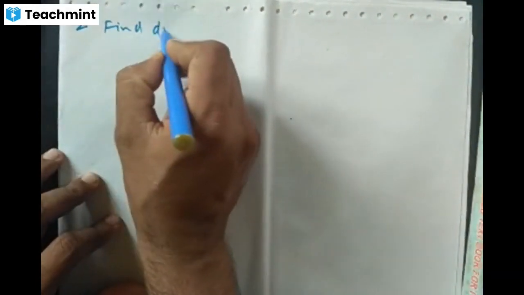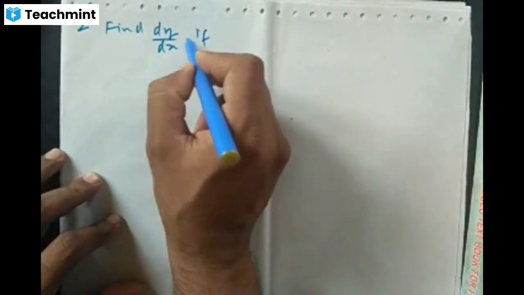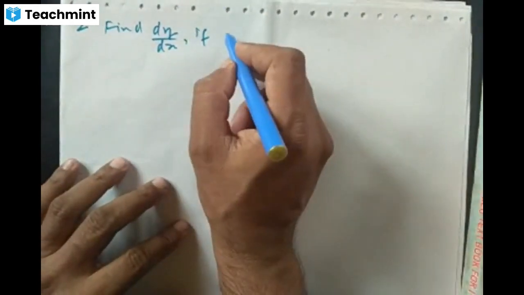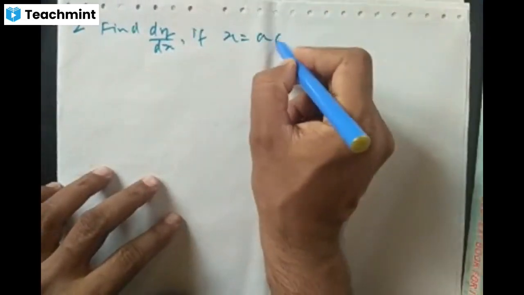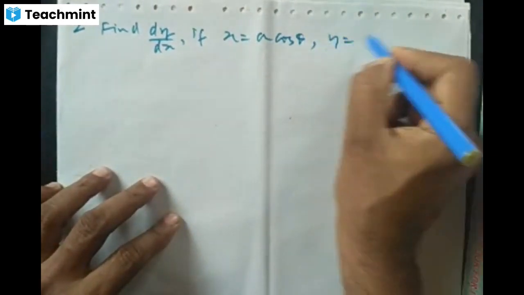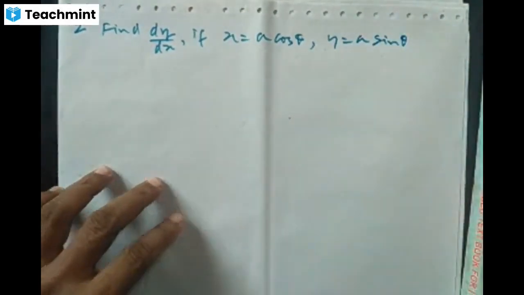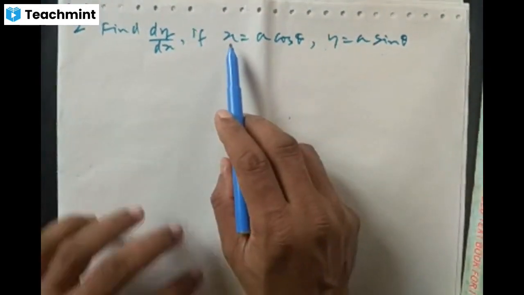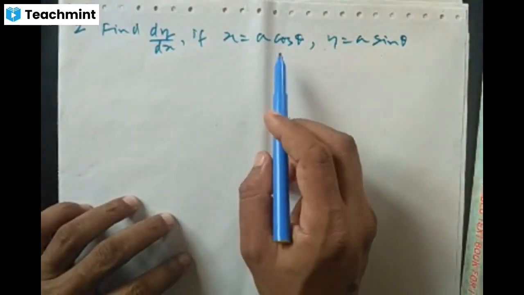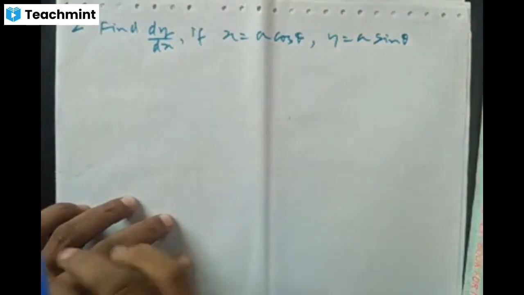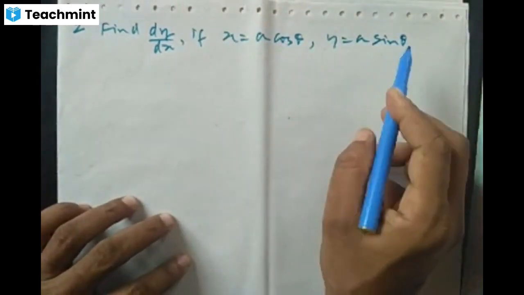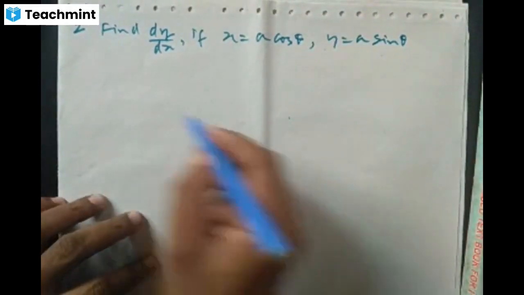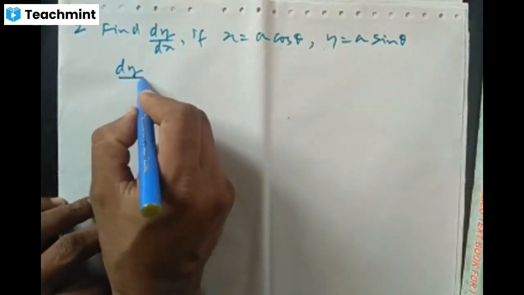Problem number 2. Find dy by dx if x is equal to a cos theta, y is equal to a sin theta. Here x and y have been expressed in terms of theta, so theta is the parameter. X is a function of theta, y is a function of theta. To find dy by dx, we have to use the formula.